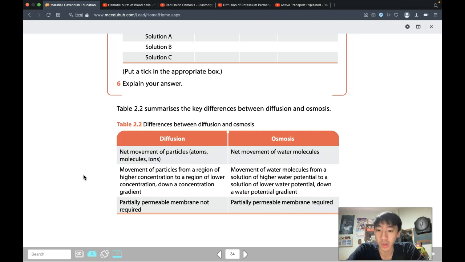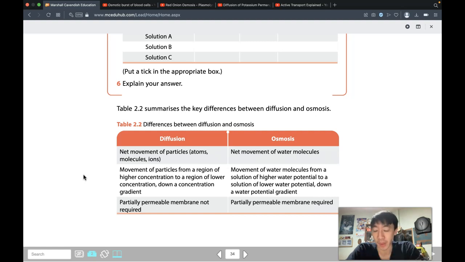Now diffusion, a partially permeable membrane is not required, although occasionally you will still see it there. There are a few reasons. One, the question is trying to trick you. Two, the experiment is trying to prove maybe more than one thing, so it could be trying to show you diffusion and osmosis in the same experiment. Or three, it is just there for something else. So just know that you don't really need a membrane for diffusion.